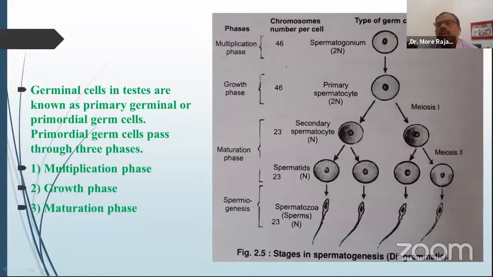further divides. It enters the growth phase, where growth takes place and it is converted into the primary spermatocyte. Only growth takes place; the chromosome number remains constant at 46. Further, this primary spermatocyte undergoes the first meiotic division, the first reduction division, and two cells are formed, called secondary spermatocytes.